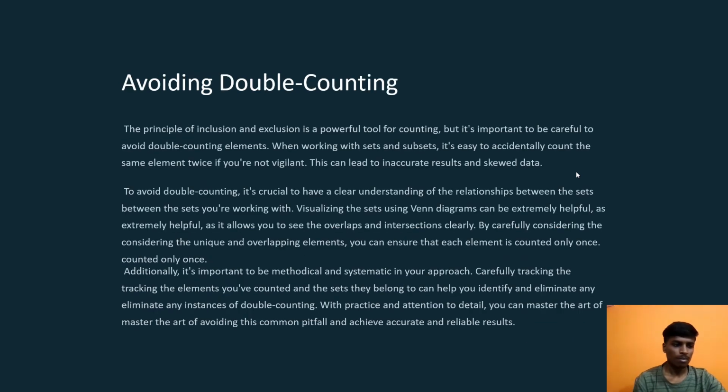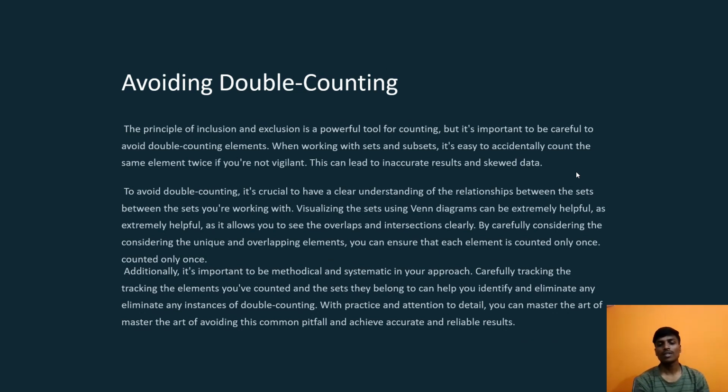Avoiding double counting. The principle of inclusion and exclusion is a powerful tool for counting, but it's important to be careful to avoid double counting elements. When working with sets and subsets, it's easy to accidentally count the same element twice. If you are not vigilant, this can lead to inaccurate results and skewed data. To avoid double counting, it's crucial to have a clear understanding of the relationships between the sets you're working with.